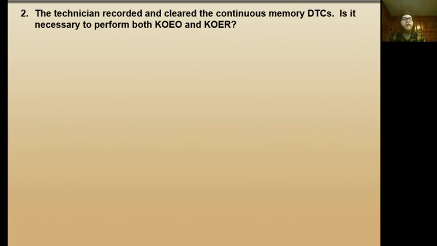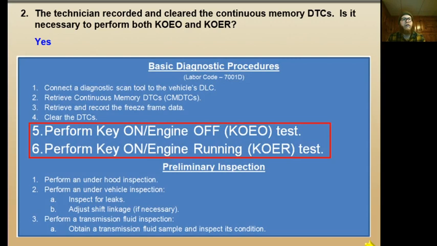Is it necessary to perform both the key on engine off and key on engine running test after we do that? And the answer to that is definitely yes. So the major difference between a key on engine off and key on engine running test is that KOEO is basically testing for electrical failures, a PID that is out of range, and all of our inputs. All of these PIDs are populated by voltages that are received by the module.